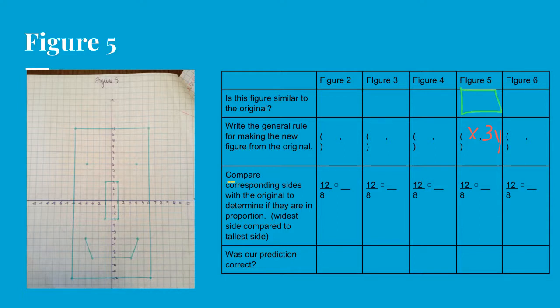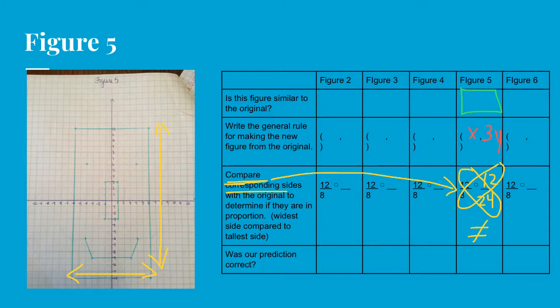All right, let's compare our corresponding sides. I already have figure 1 put in. So if I count this guy up, he is 12 wide, and he is 24 tall. I'm going to check this proportion using cross products. So 12 times 24 will give me a number. 12 times 8 will give me another number. And I don't even have to check those. Those are not going to be equal to each other.